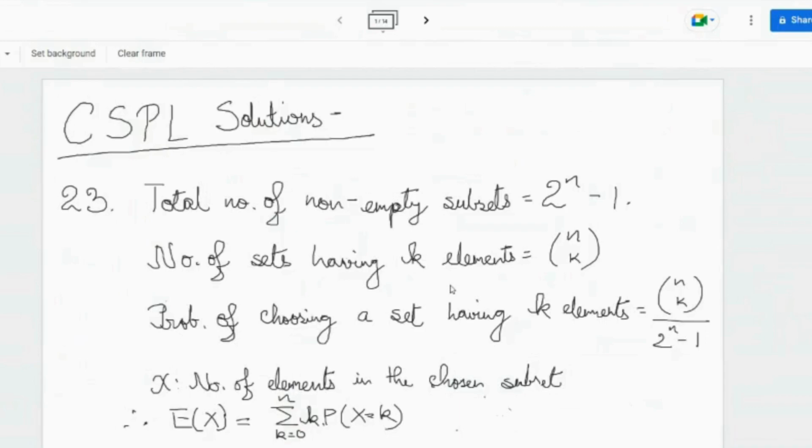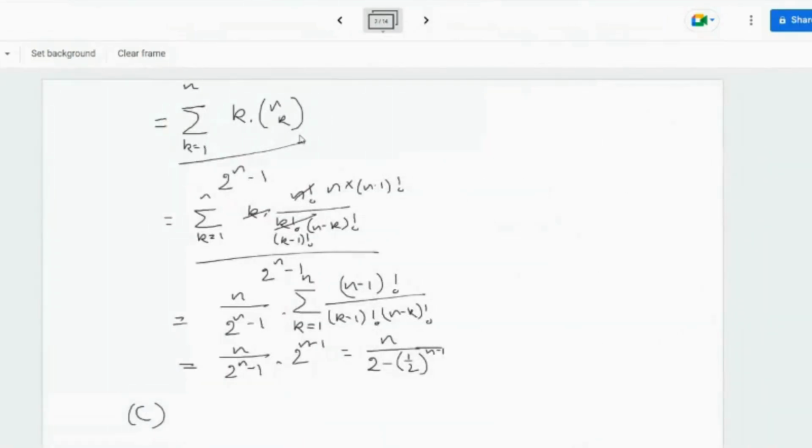So X is essentially a random variable whose expectation is given by the summation over k from 0 to n of k times probability X equal to k. Obviously, X is a discrete random variable taking values 0, 1, 2 up to n. So I've simply substituted probability X equal to k here, and after some simplification, we obtain n by 2 to the power n minus 1 comes outside, and the sum runs from k from 1 to n of (n minus 1) factorial by (k minus 1) factorial into (n minus k) factorial.